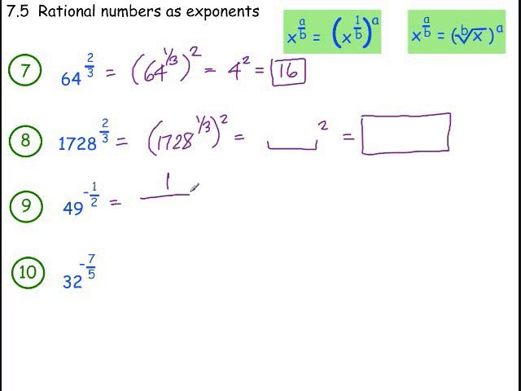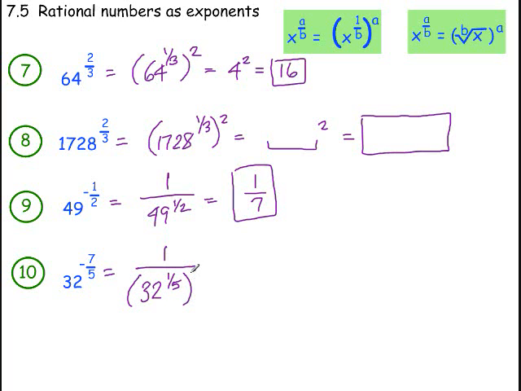This one's going to be 1 over 49 to the 1/2, which is 1/7. And now, again, 1 over 32 to the 1/5 raised to the 7th power.